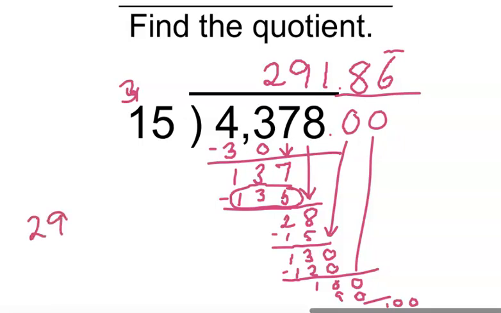We have 291.86 with a line over it, or 291.87, because the next number after it would be a 6, which is 5 or above. Those would be good answers to find this quotient.